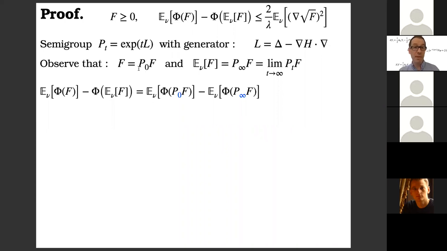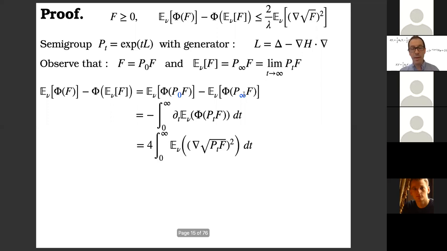So basically, at time zero, the semigroup is the identity. At time infinity, the semigroup tells us that essentially it has converged to the expectation with respect to the invariant measure. And this difference is nothing but looking at the interpolation between time zero and time infinity. And once we've written it in this way, it's exactly the same computation as before. We integrate between time zero and infinity the derivative, and the derivative we just computed before. So the link between this difference and the Fisher information is kind of straightforward.